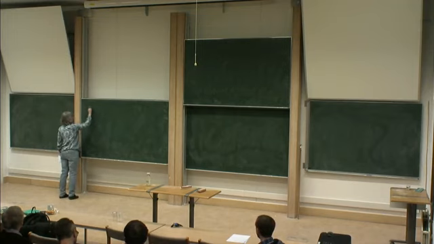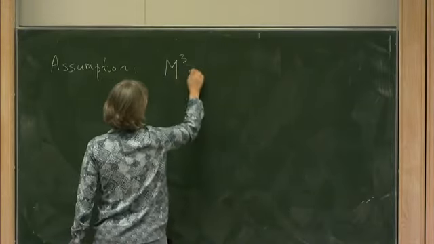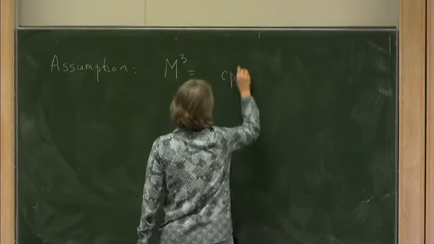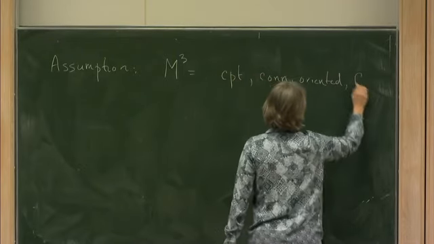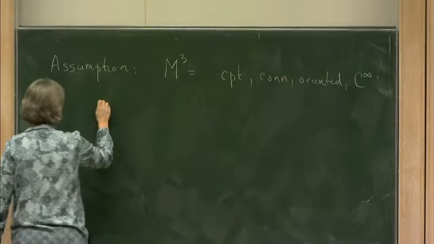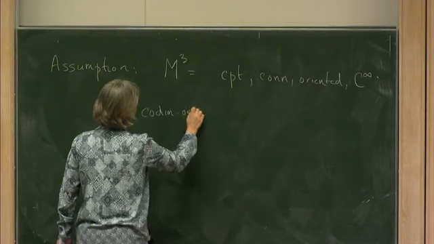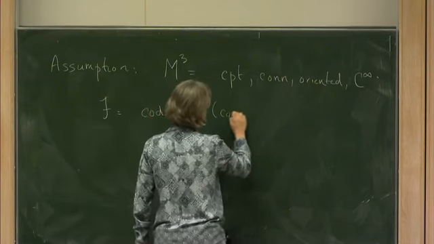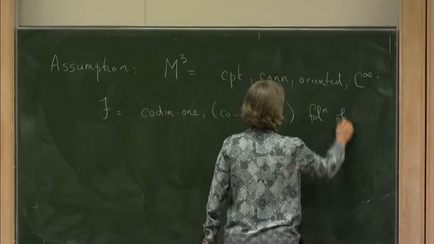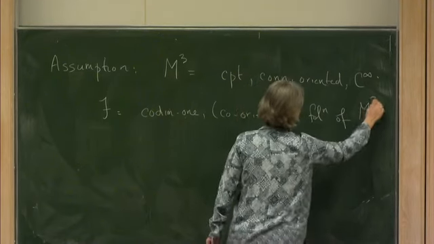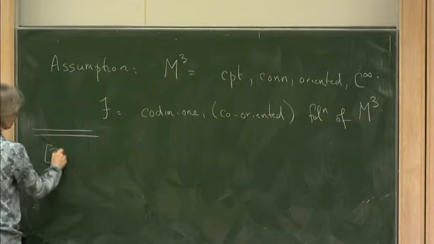So remember, we're working under the assumption that when I talk about a three-manifold, it's going to be at least compact, connected, oriented, and smooth. And when I talk about a foliation, I'm going to mean a codimension 1, typically co-oriented foliation of such three manifolds.